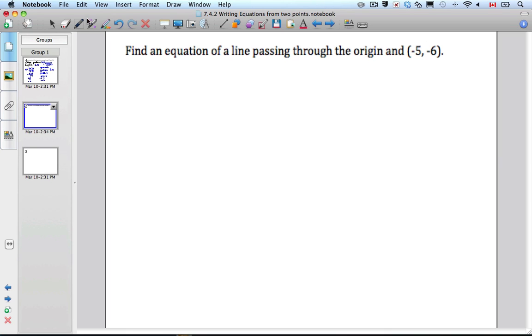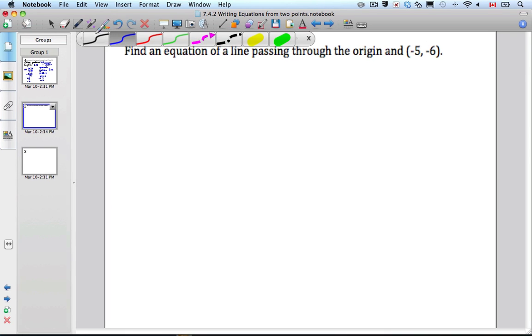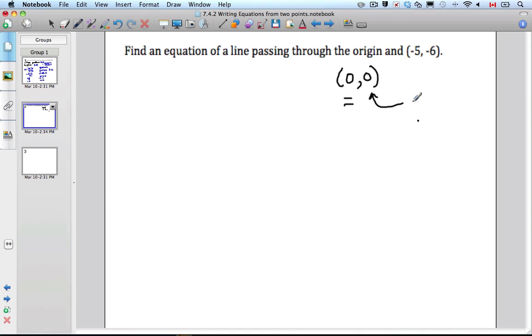A line passing through the origin and -5, -6. It's going through the origin. Oh, 0, 0, the origin. So what do we know with this? If our x value is 0, we know that this has to be our y-intercept. Oh, nice. So our y-intercept, is that what we call b? Oh, that's b.